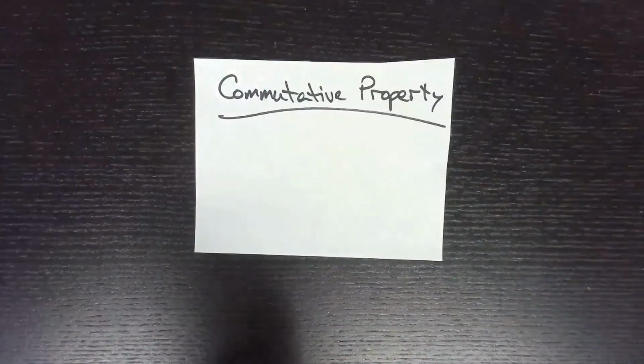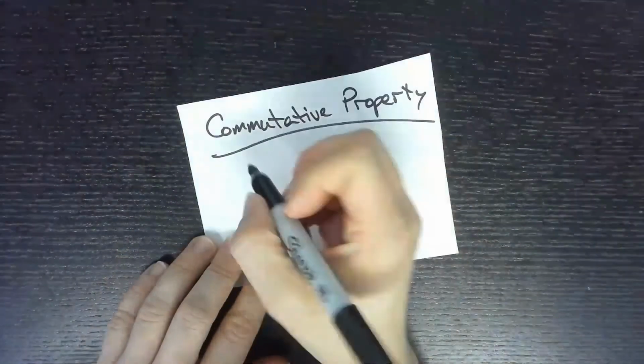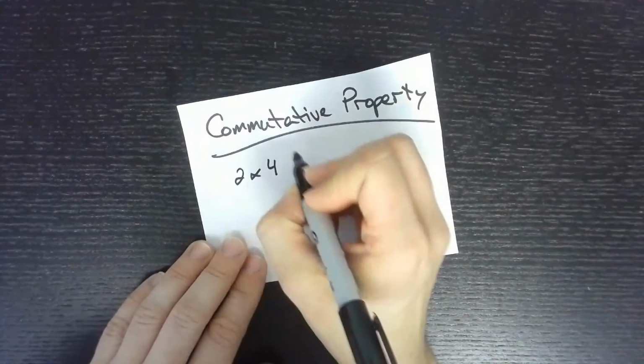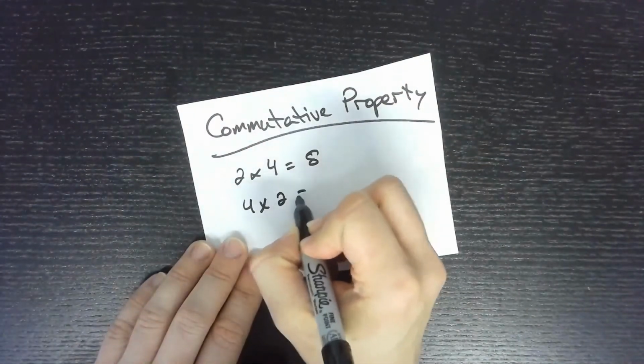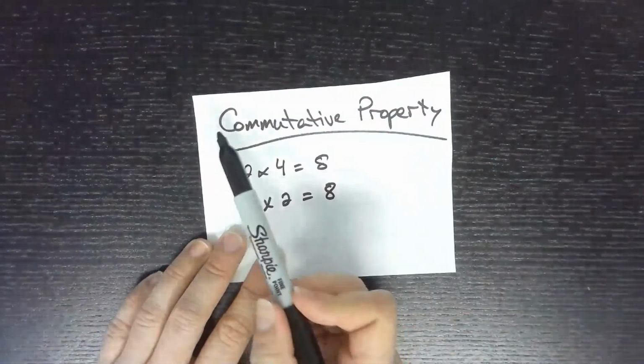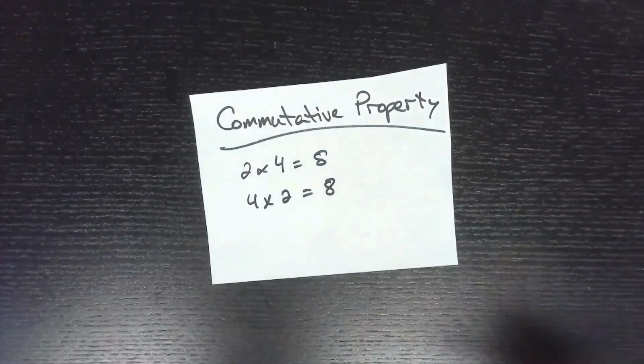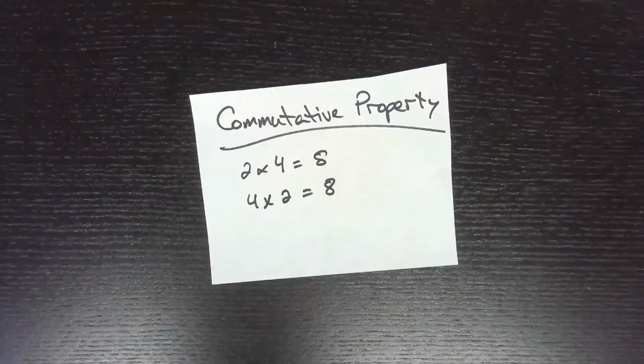And so if we think about the problem 2 times 4, well, if we know that 2 times 4 equals 8, then 4 times 2 must also equal 8 because of the commutative property. Pretty cool, huh? So now it's time for some practice.